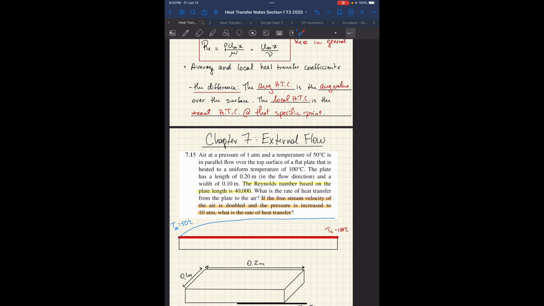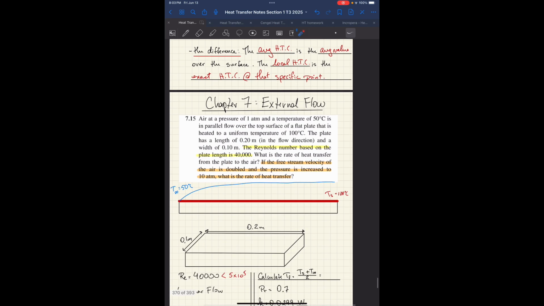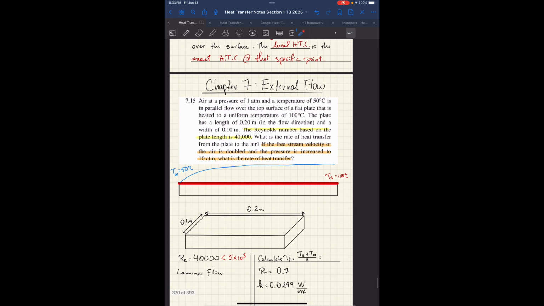I think this is best illustrated by taking a look at a problem. So let's take a look at this one. Air at a pressure of 1 atmosphere, temperature 50 degrees Celsius, is in parallel flow over the top surface of a flat plate that is heated to a uniform temperature of 100 degrees Celsius. So the surface is kept at a constant 100 degrees Celsius. The plate has a length of 0.2 meters in the flow direction, and the width is 0.10. I drew a sort of three-dimensional picture here for you. By the way, another good thing: when you have a test and they don't give you a picture, draw a picture. It doesn't have to be perfect, but just draw something because it'll help you visualize the problem.